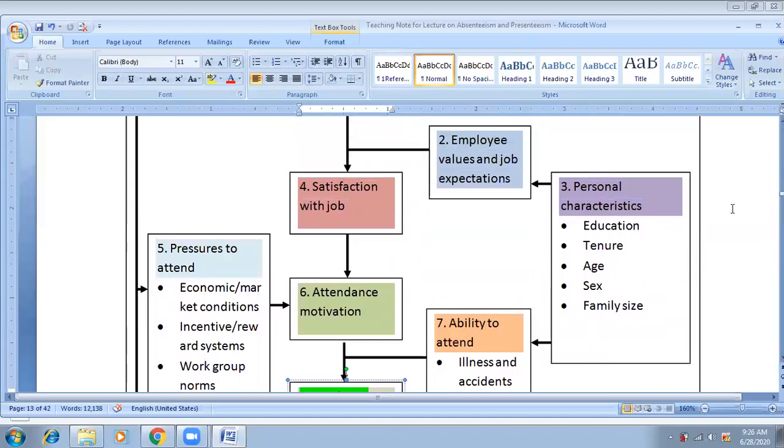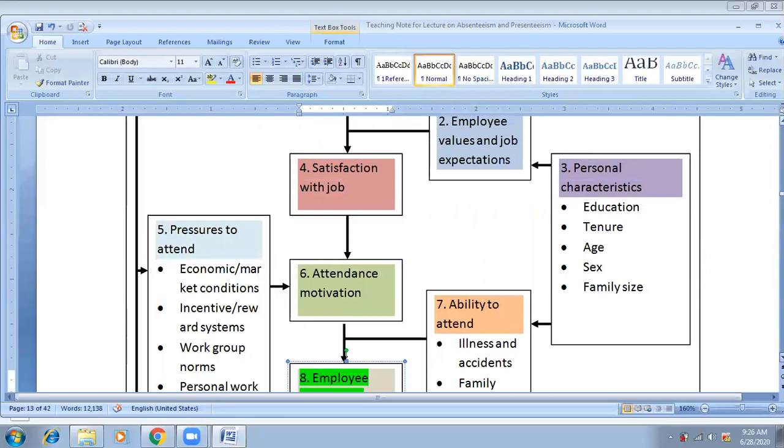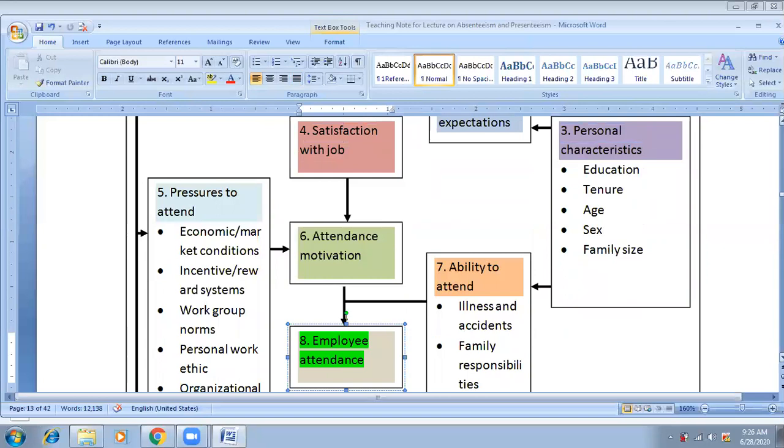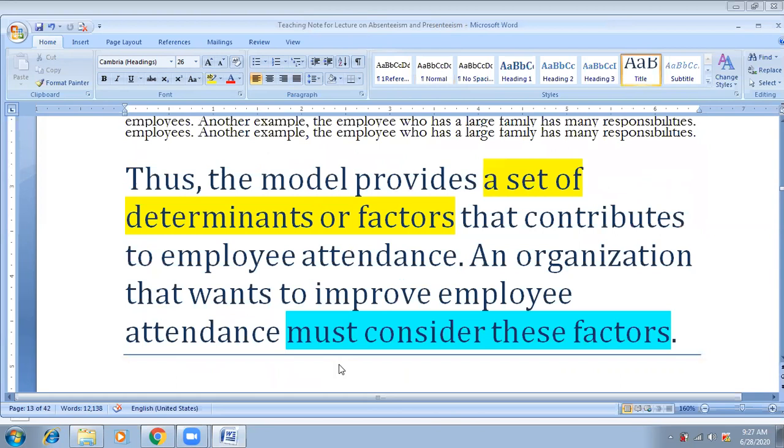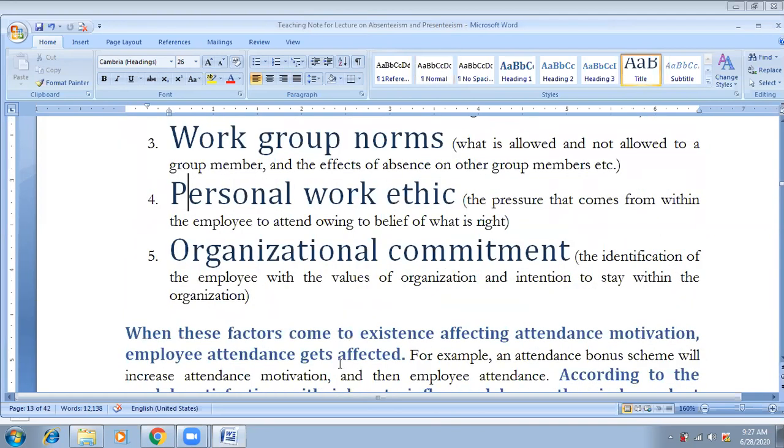So then you can see there are many factors which affect employee attendance. There are several factors. They can be considered as independent or moderating or intervening variables. So they are the factors that determine employee attendance. For example, attendance motivation, then ability to attend, then pressures to attend. These things affect employee attendance. Okay, then let us learn the theory. Important points.